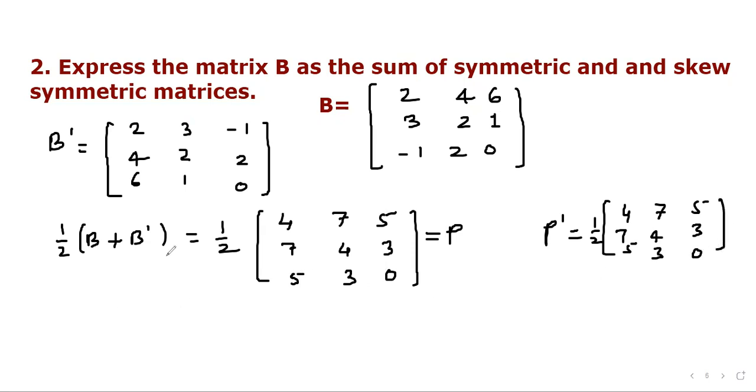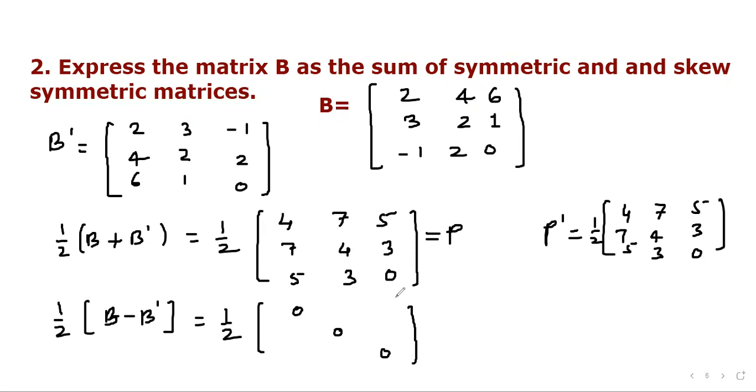Now, if we write the skew symmetric part, for that we have to find out B minus B dash. So it will become 1 by 2. We have to subtract. So 2 minus 2 will become 0. So elements of the main diagonal will become 0. Then 4 minus 3 will give 1. And this will give minus 1.